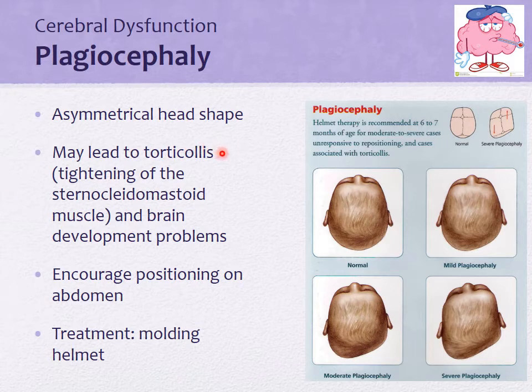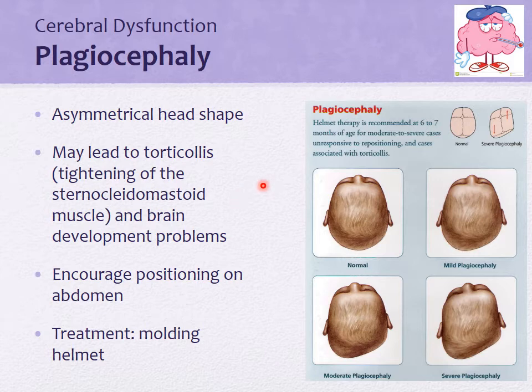Okay, next we have plagiocephaly, and this is an asymmetrical head shape. This is typically caused by, unfortunately, laying supine for too long periods of time. That's why babies should not just be left to lay on their back all the time. Not to mention they can't develop that neck strength that they need. But as you can see here, here's a normal skull. We have mild plagiocephaly, moderate plagiocephaly, and then very severe plagiocephaly here.